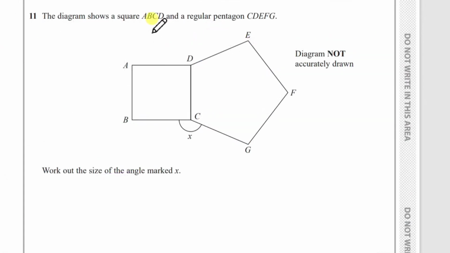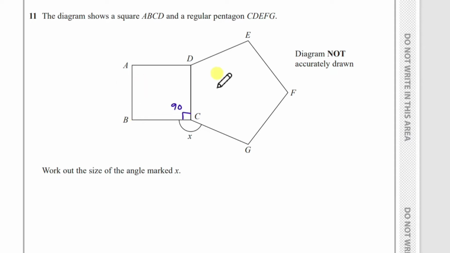The diagram shows a square, ABCD, and a regular pentagon, CDFG. Now, you can see they're kind of stuck together. Work out the size of the angle marked x. Now, what I do, I look at each shape and just try and work out myself. Well, in a square, we should know that all of these angles are 90 degrees. They're always right angles. So this is 90.